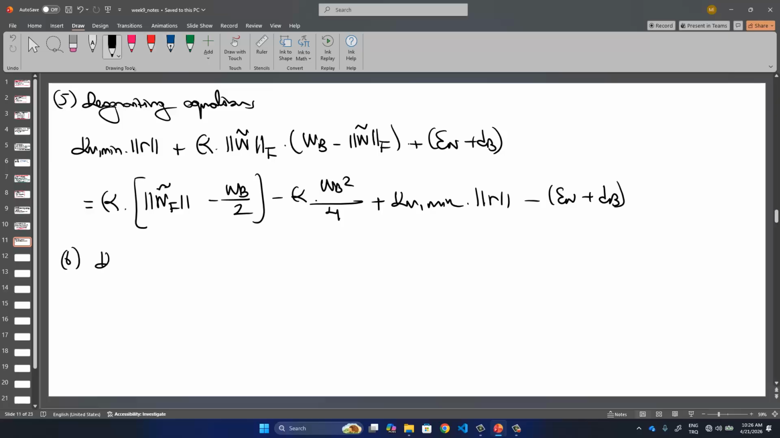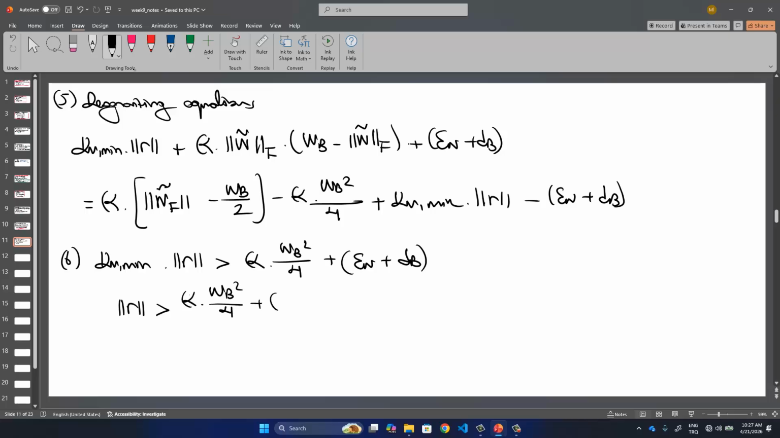After that we can convert all the terms in here just like this one: K_V min times norm of R greater than kappa W_B squared divided by 4 plus (epsilon_N plus d_B). And after that the norm of R can be greater than this one, kappa W_B squared divided by 4 plus (epsilon_N plus d_B), divided by K_V min. This is the last equation.